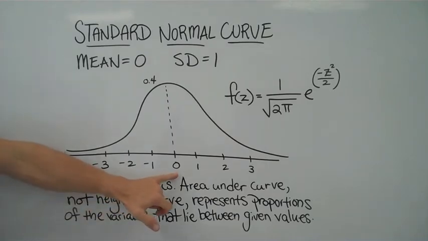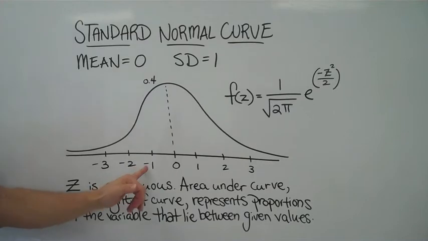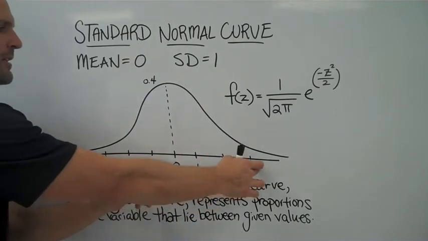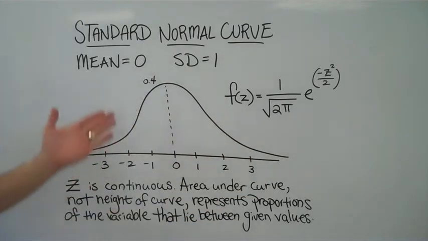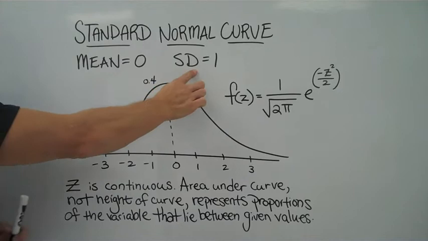What's important here is that the area under the curve, not the height of the curve, represents the proportions of the variable between two given values. If I want to find the proportion between -1 and 3 SDs, I want to find the area. I'm not concerned so much with the height of the curve. Again, the most important thing is that we have a mean of 0 and a standard deviation of 1 in the standard normal curve.